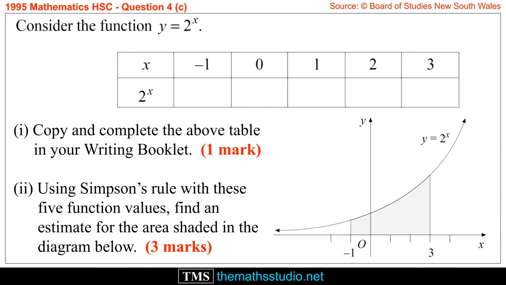Question 4, Part C. Consider the function y equals 2 to the power of x. Part 1. Copy and complete the above table in your writing booklet. And Part 2. Using Simpson's rule with these 5 function values, find an estimate for the area shaded in the diagram below.